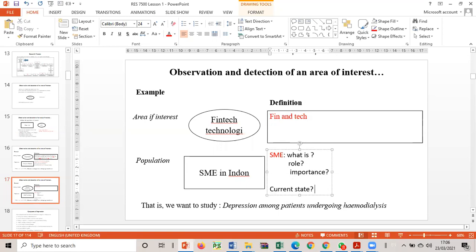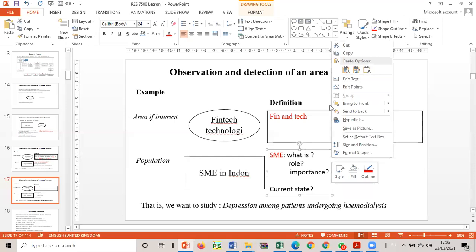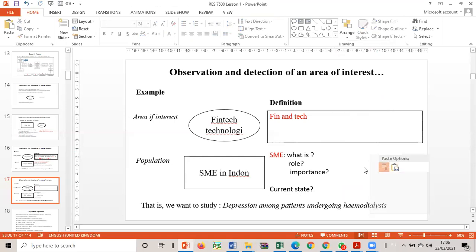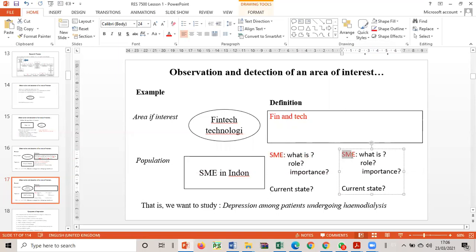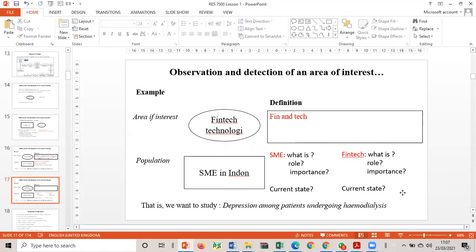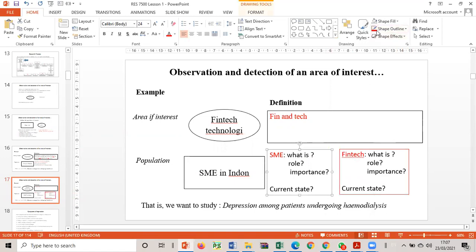This technology is new? Quite new compared to other technology. All right. So you talk about, first, fintech technology. What is fintech? What role does it play? Why is it important? How many percent of the SMEs are using fintech now? Roughly how many percent are using fintech? Any idea?